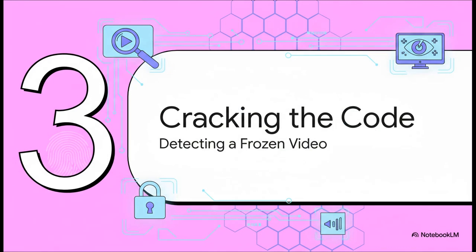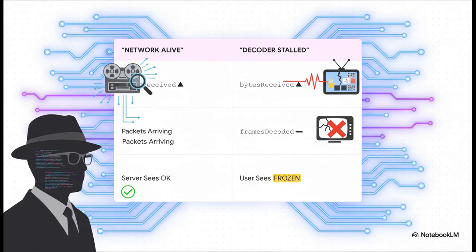Okay, enough theory. Let's use this newfound intelligence to solve our number one mystery, that dreaded frozen video. Now pay close attention, because this slide is the smoking gun. In both situations, the bytes received metric is going up, right? Packets are arriving, the server is happy. But look at the right side. The frames decoded metric has completely flatlined. That means no new frames are being decoded. That's it. That's the exact moment the user's video freezes solid.